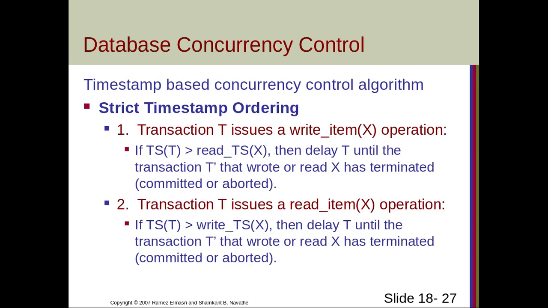Then the next one is strict timestamp ordering. Another variation of the basic timestamp ordering, in timestamp based concurrency control algorithms, is strict timestamp ordering. Here, transaction T issues a write item X operation. If TS of T is greater than the read timestamp of X, then delay T until the transaction T' that wrote or read X has terminated. That means if the timestamp of T is greater than the read timestamp of X, then delay T. That means if our transaction is a newer transaction, then we have to wait for the other transaction to complete its execution, that means either committing or aborting.